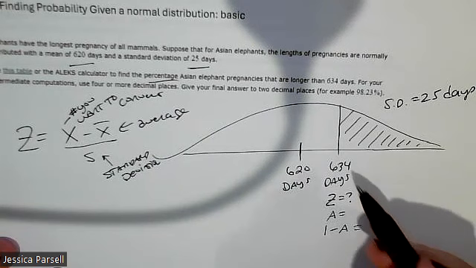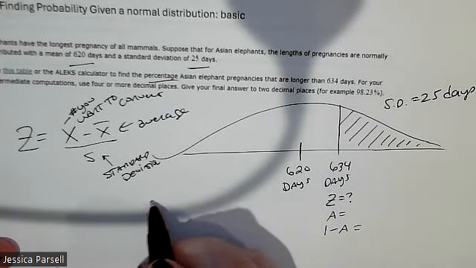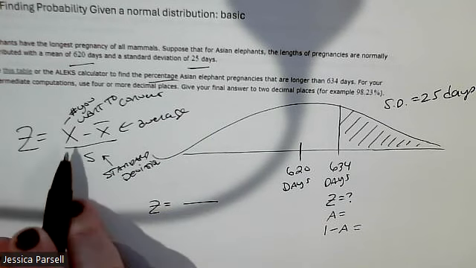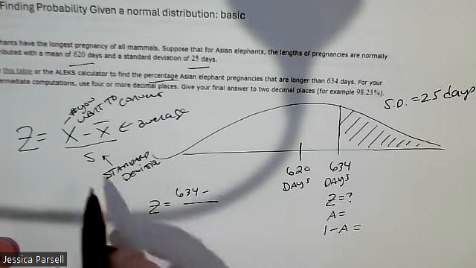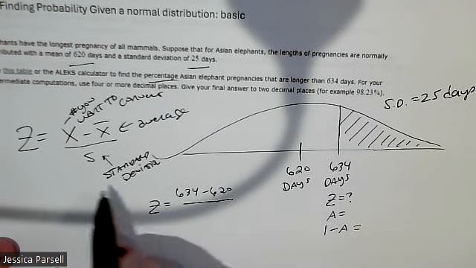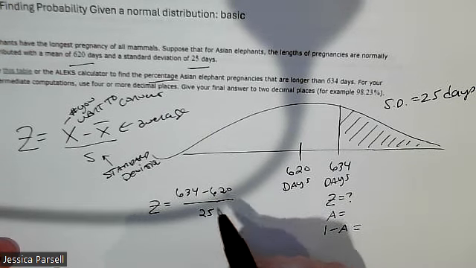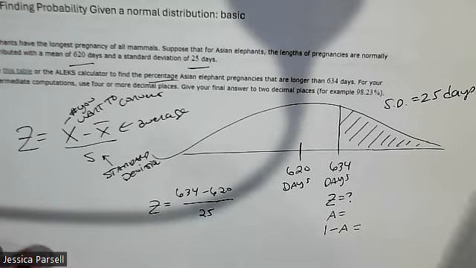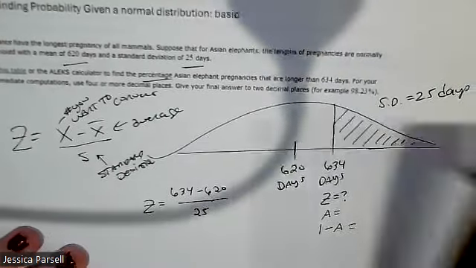Okay, so let's see what the z-score is that goes with 634. This is the number we want to convert. So z equals x, the number we want to convert, 634, minus the average. Well, average pregnancy is 620 days, divided by the standard deviation, which we know is 25 days. And remember on the z-score charts, each one of these z-scores go out 2 decimal places. So we're going to want to go out 2 decimal places.